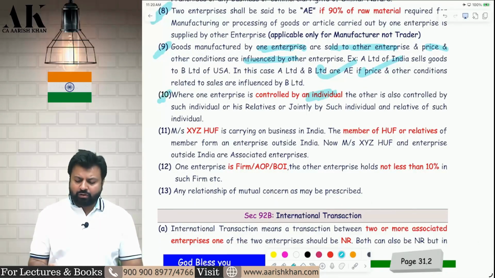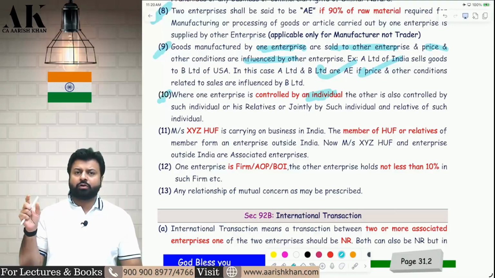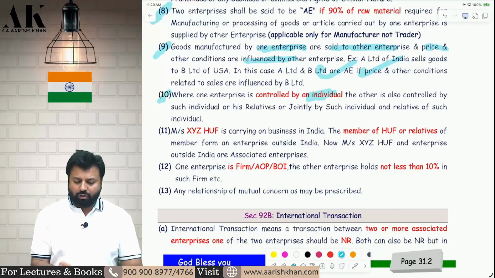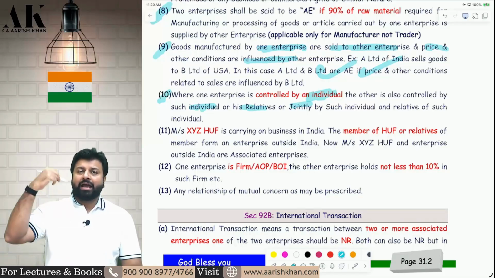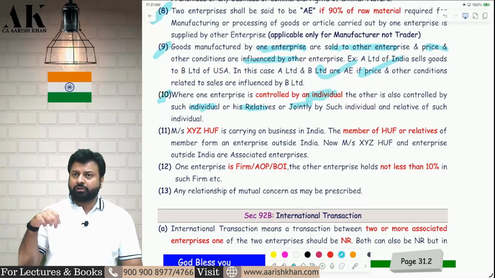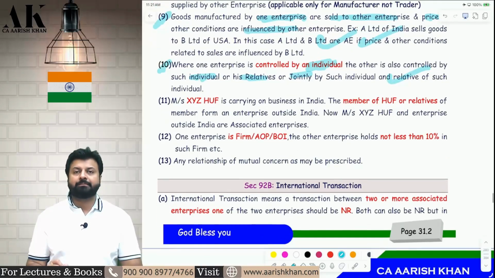When one enterprise is controlled by an individual, I am an individual, I control one enterprise, and another enterprise is controlled by me or my relative or jointly by both of us. So one enterprise is controlled by me in India, and outside India, another enterprise is also controlled by me or my wife individually. Then me and that enterprise will become associate enterprise. I hope it is clear to all of you.